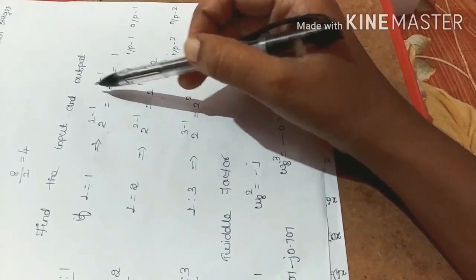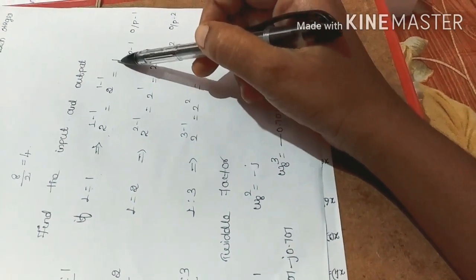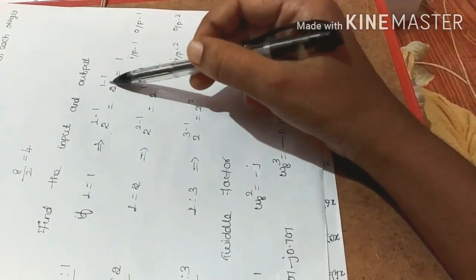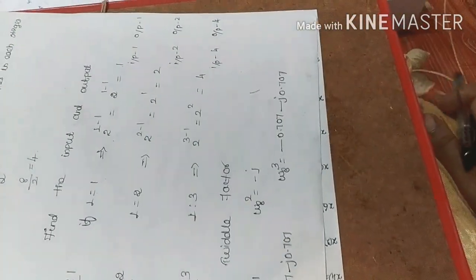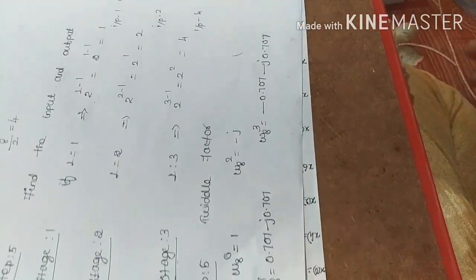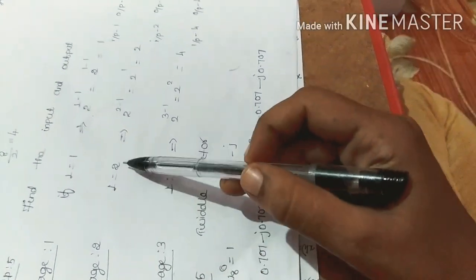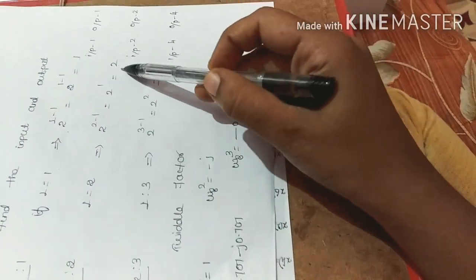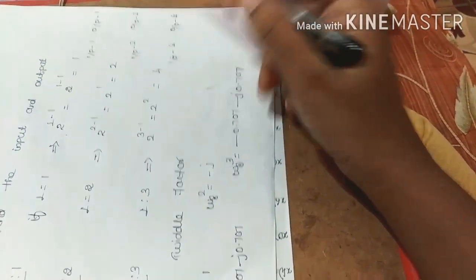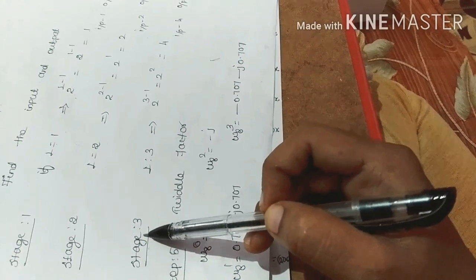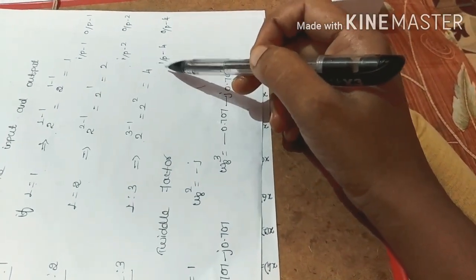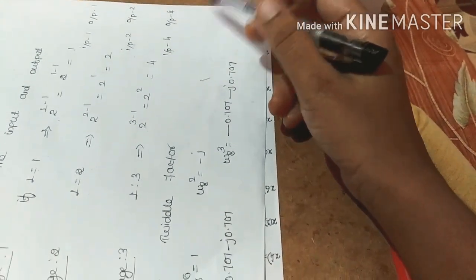Substitute here. So 2 power 1 minus 1 is 0. So 2 power 0. Anything to the power 0 is 1. Right, so the value is 1. So input here is 1 and output is also 1. Likewise, for stage 2, L equal to 2. Substitute the value, here we get 2. So here we give 2 inputs and we get 2 outputs. Then stage number 3, L is equal to 3. Substitute the values and we get 4. Here also we include 4 inputs. We get 4 outputs.